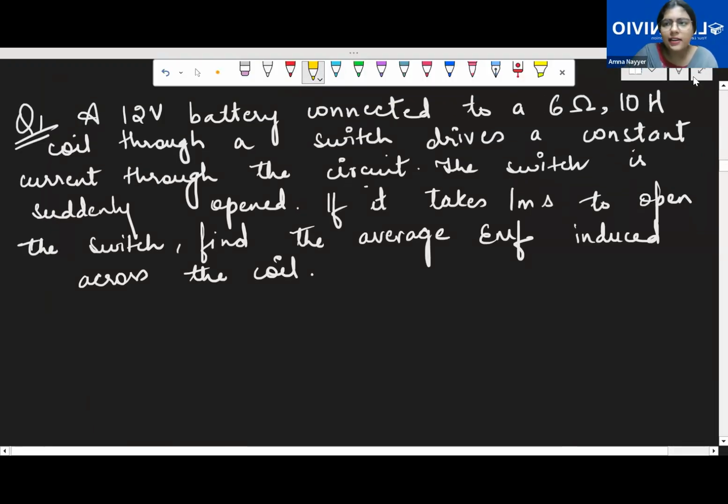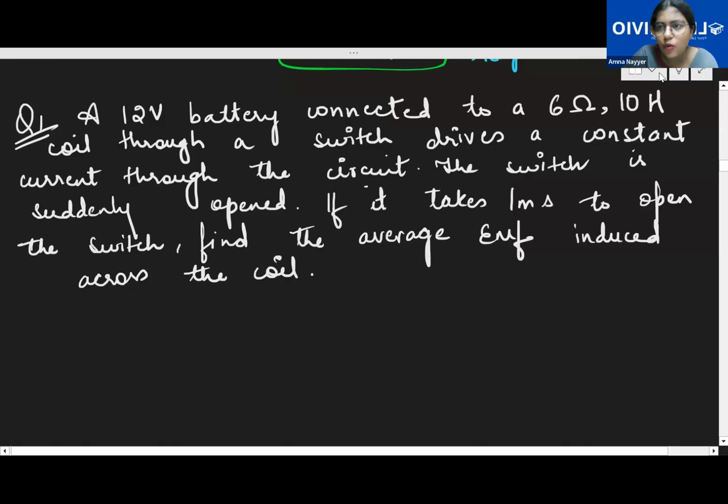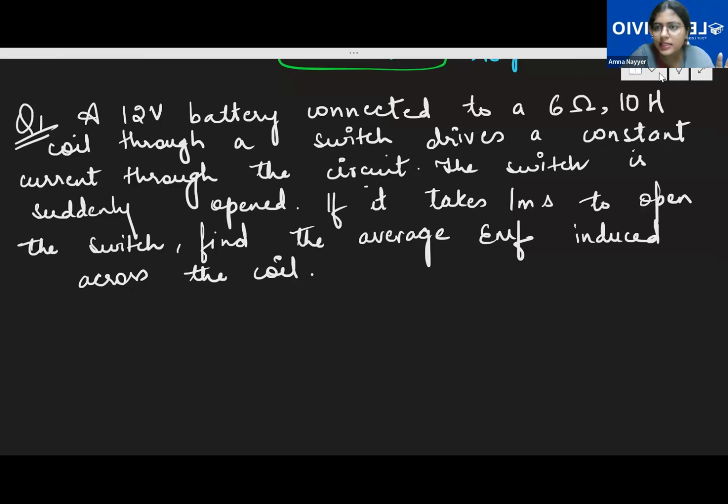The question says that a 12-volt battery is connected to a 6 ohm, 10 Henry coil through a switch and drives a constant current through the circuit. So there is a battery connected to a 6 ohm, 10 Henry coil. This is the information of the coil, and it is driving a current. If the switch is suddenly opened, the time taken is 1 millisecond to open across the coil. The voltage of the battery is given as 12 volt. The resistance of the inductor is given as 6 ohm.